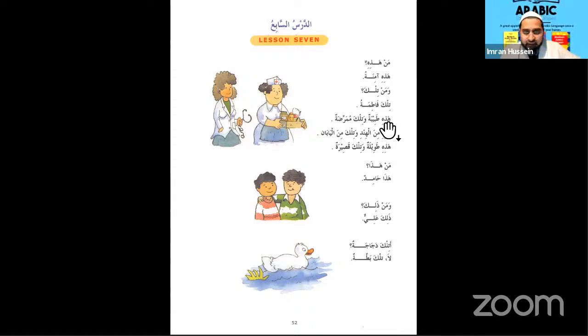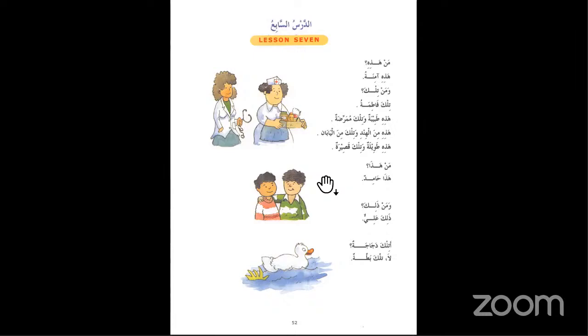Yeah, so you see here, hadhihi tabibatun, tilka mumarridatun. It's following the same gender. If the gender of the person you're referring to is feminine, then we use tilka for someone further away, and for someone who's close, you say hadhihi. Excellent. هذه من الهند وتلك من اليابان. This is from India and that is from Japan.